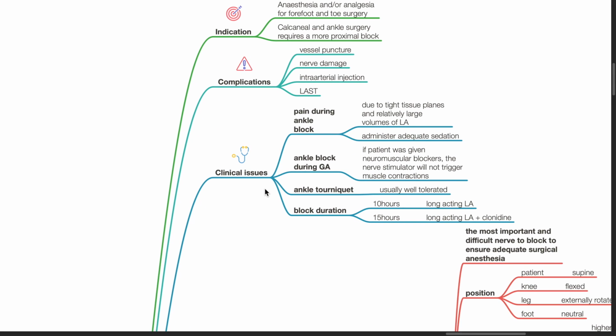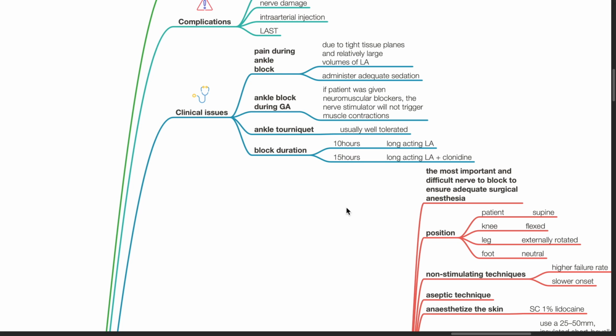Clinical issues: pain during ankle block. Due to tight tissue planes and relatively large volumes of LA, administer adequate sedation. Ankle block during GA: if the patient was given neuromuscular blockers, the nerve stimulator will not trigger muscle contractions. Ankle tourniquet is usually well tolerated. Block duration is 10 hours for long-acting LA and 15 hours for long-acting LA plus clonidine.